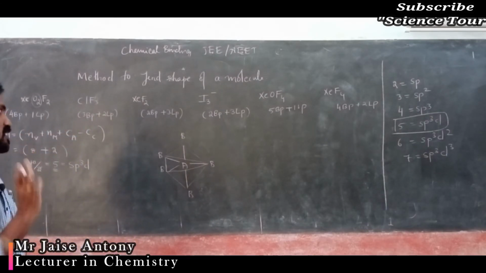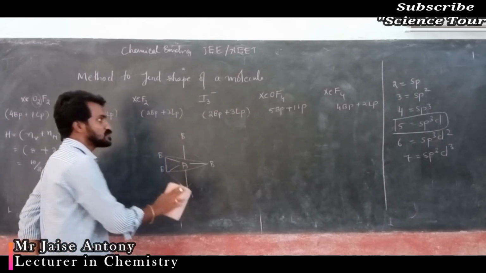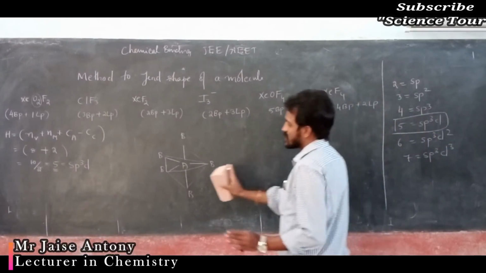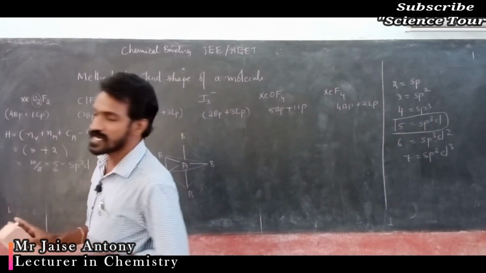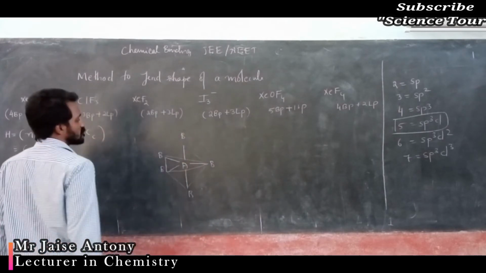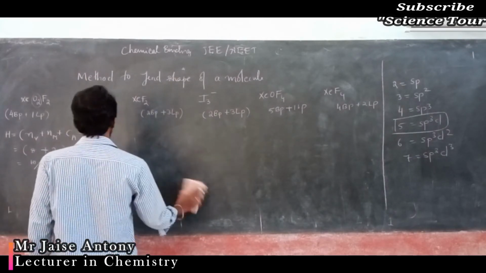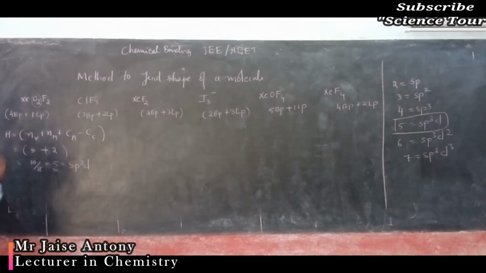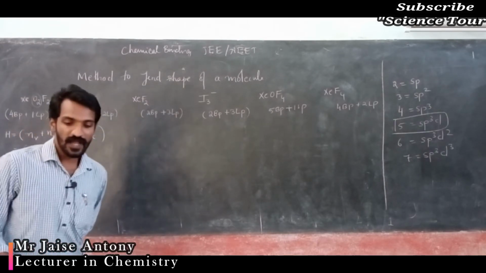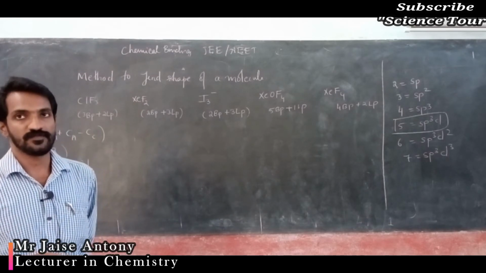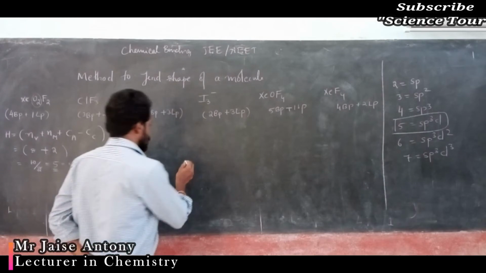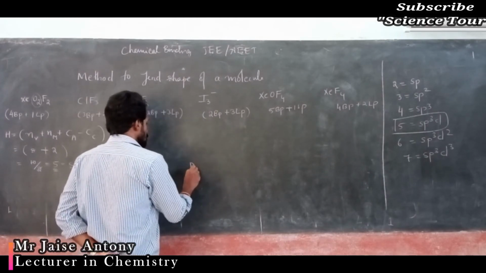But shape varies, my dear students. I will explain why shape varies. The general geometry of sp3d is trigonal bipyramidal. Note down, my dear students. Trigonal bipyramidal. For this one, my dear students, here 4 bond pairs and 1 lone pair are there. So, I will explain one concept. Please listen, my dear students, it is very important.